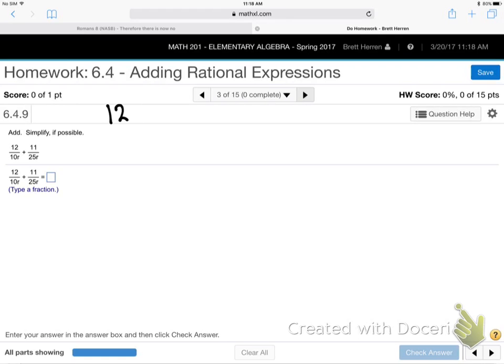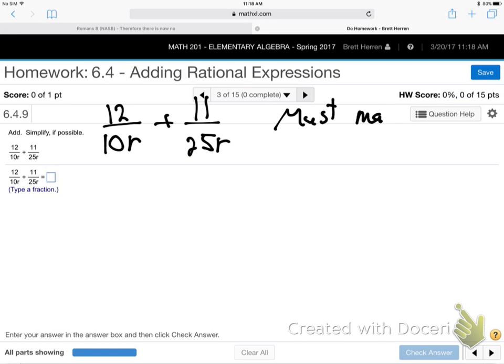Okay, so we have 12 over 10R plus 11 over 25R. Those bottoms are different. So we must make the denominators the same. You've got to have a common denominator to add fractions. So, okay, how am I going to do that?